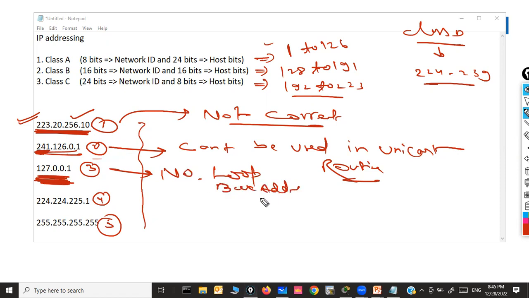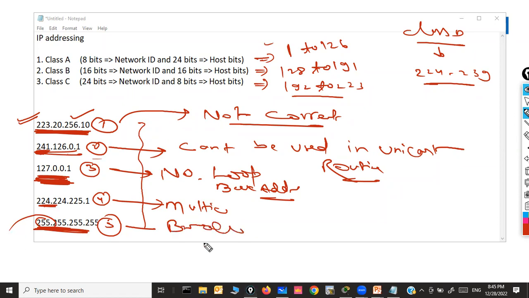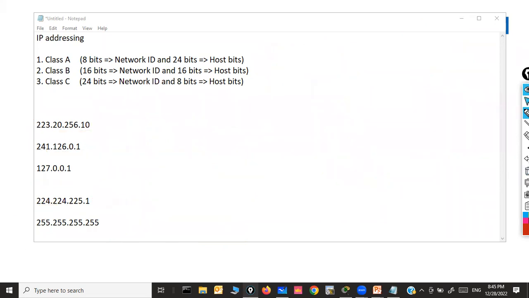Correct. Good. And this is 224. I believe you understand 224 means it's a multicast range, right? Yeah. And the last one is 255. An IP cannot start with 255, so it's basically a broadcast address and cannot be used. Also class E, right? Yeah, beyond class D even. Okay, all right, good so far.